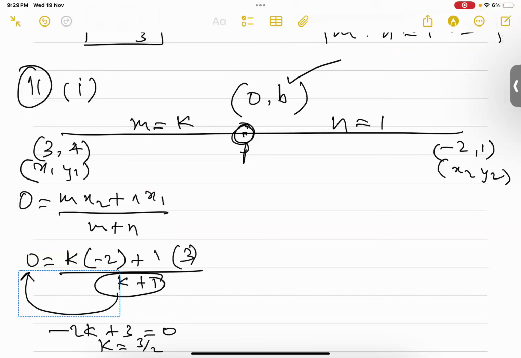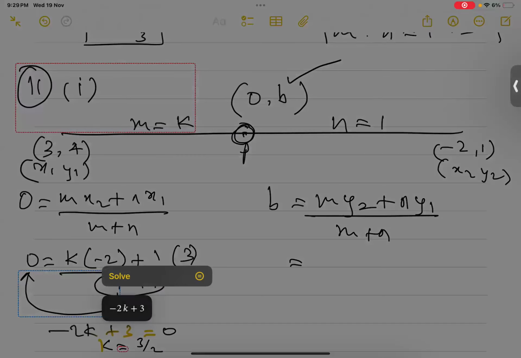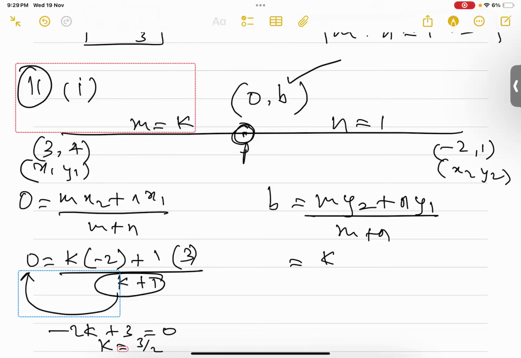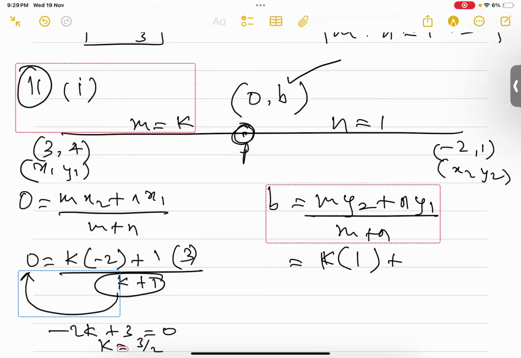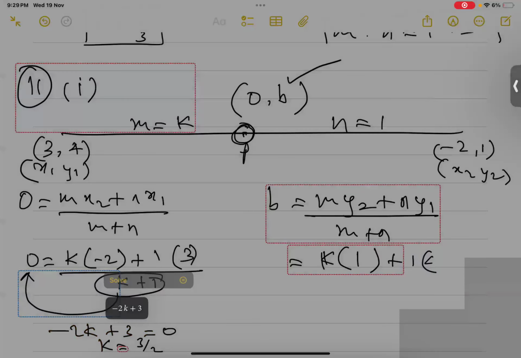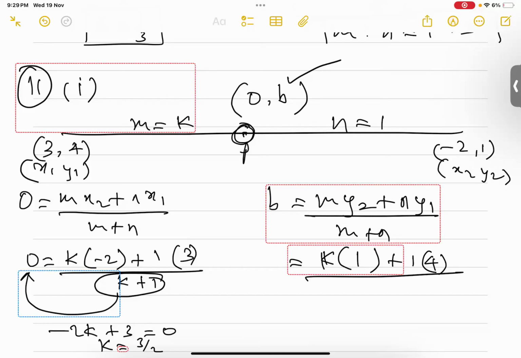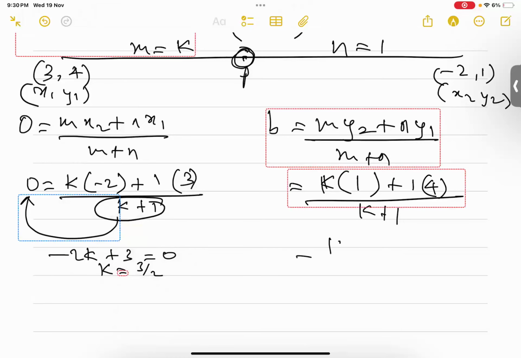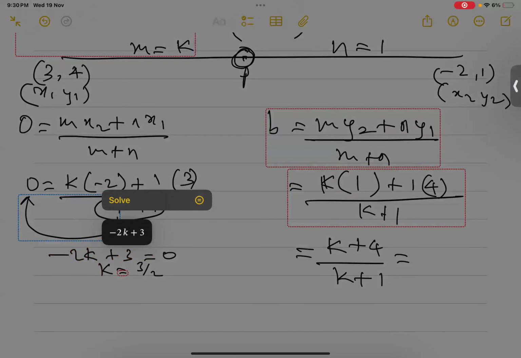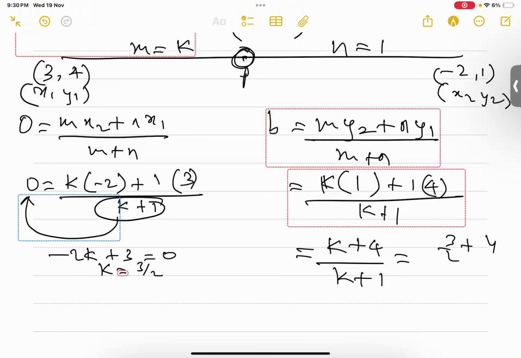Now, since we require the y coordinate, B will be what? B is equal to (my2 plus ny1) upon (m plus n). Okay, so m is k, y2 is 1, n is also 1, and y1 is 4 upon k plus 1. So this will be (k plus 4) upon (k plus 1). And the k value we know, k value is 3 by 2.